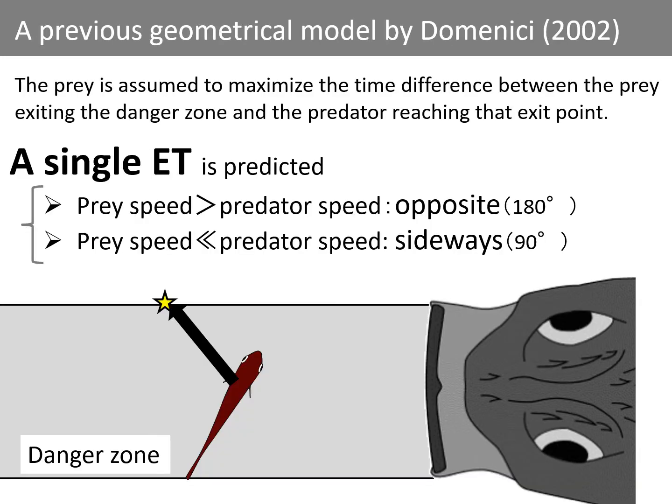Let me explain a previous geometrical model by Domenici 2002. In the model, the prey is assumed to maximize the time difference between the prey exiting the danger zone and the predator reaching that exit point. In the model, a single ET between 90 and 180 degrees is predicted, depending on the relative speed of the prey and the predator. In a realistic case, the predator is slightly faster than the prey, so the model predicts a single intermediate ET, such as 120 degrees from the predator.